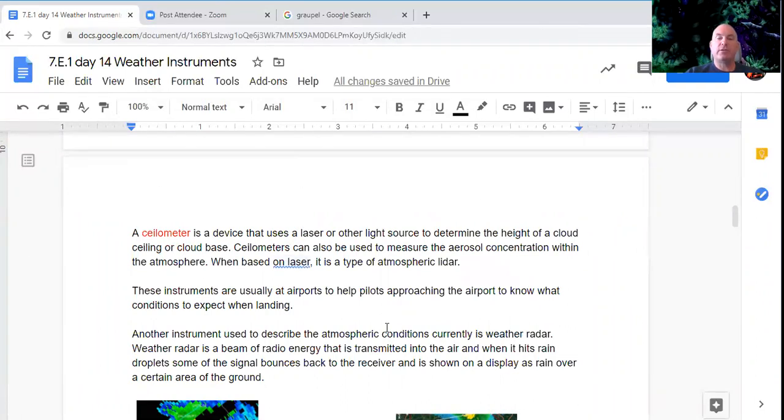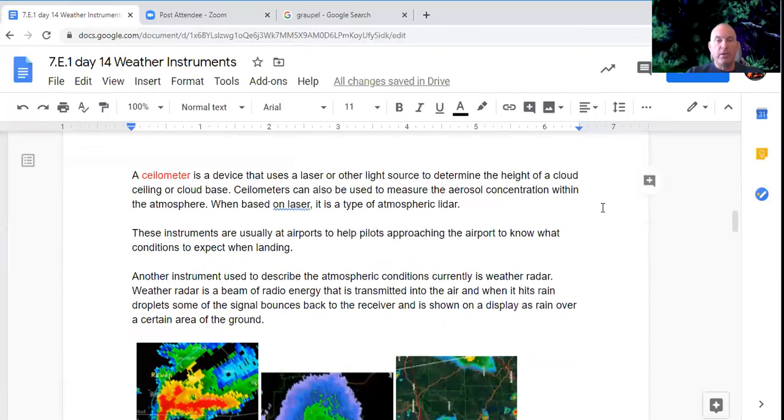These instruments are used at airports primarily to help pilots approaching the airport know what conditions to expect when landing. But that information is always plugged into the weather service computers, and so they take that information into account when they do their forecast. But we'll talk about forecasting tomorrow. So, more weather instruments.